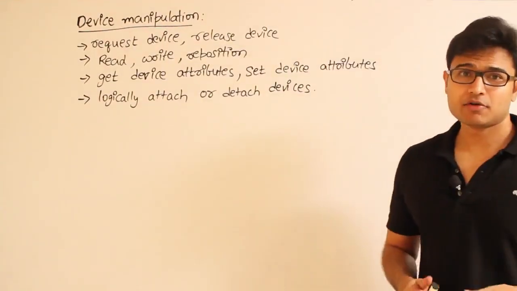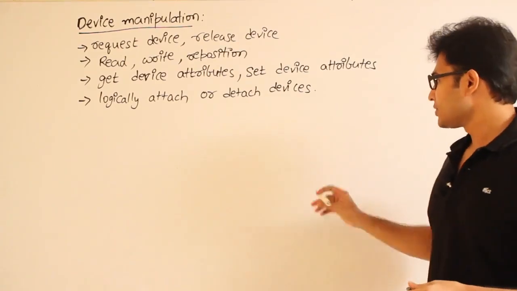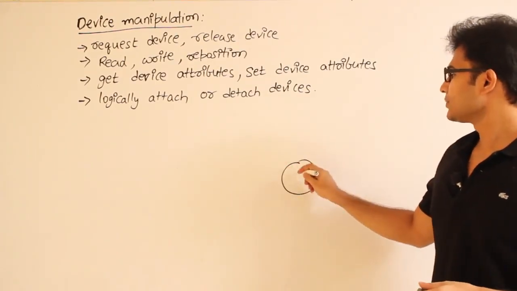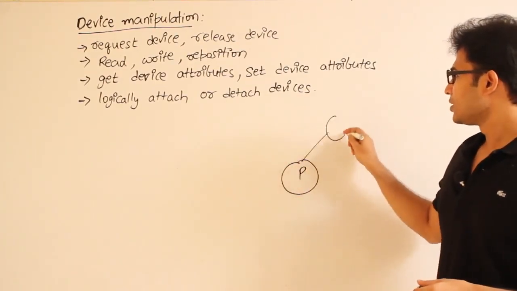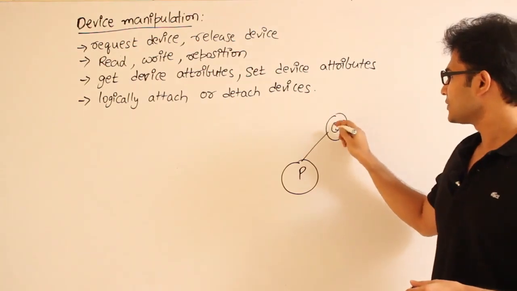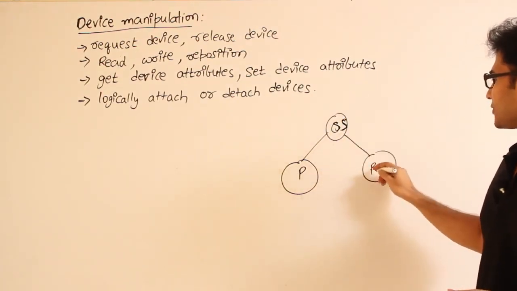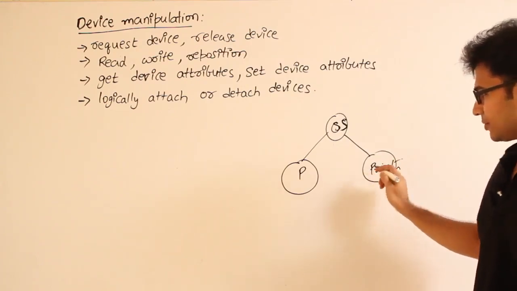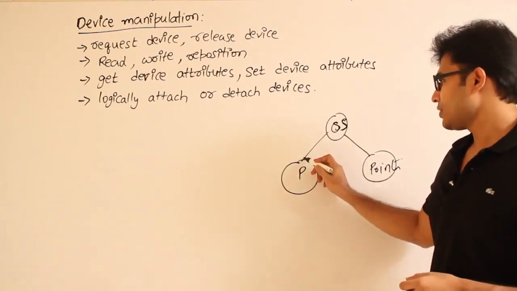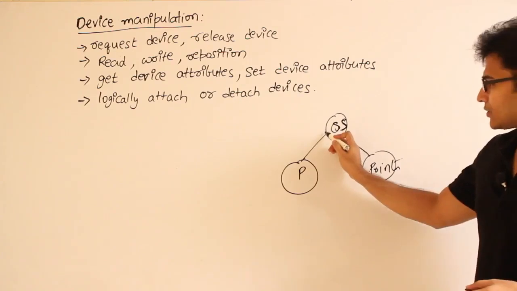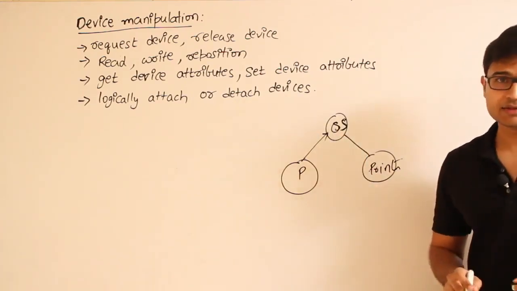All the devices will be controlled by the operating system. Whenever, let's say, a process wants a printer, let's say this is the operating system, this is the printer, and this is the process. It cannot directly access the printer. It has to ask the operating system for access, right?